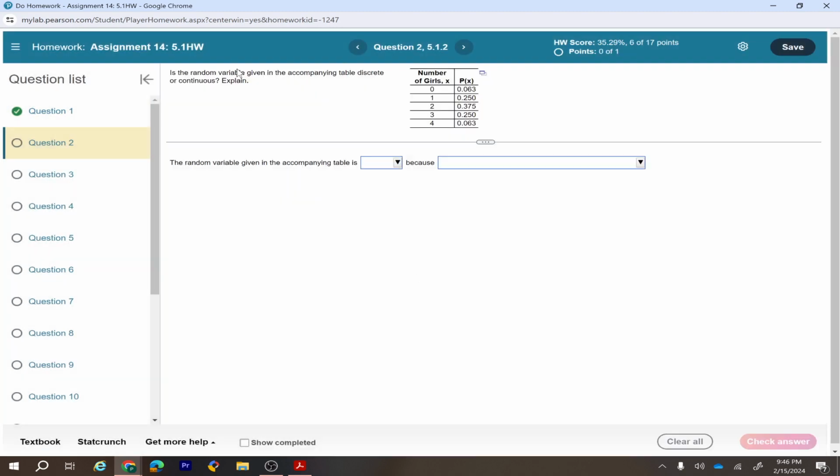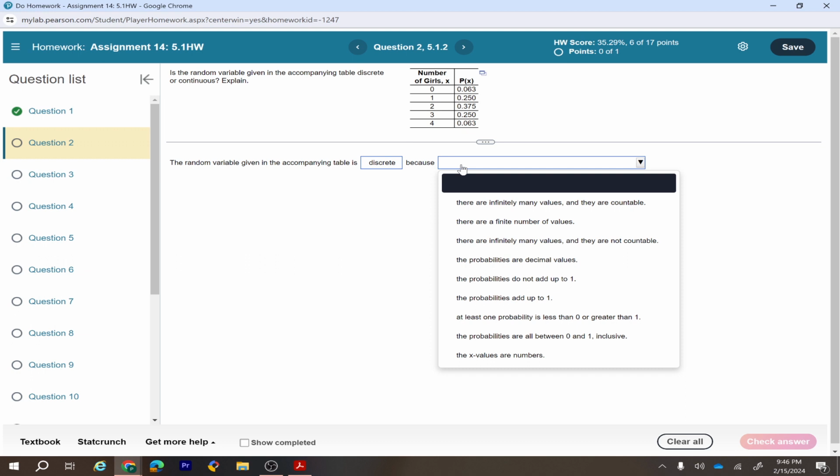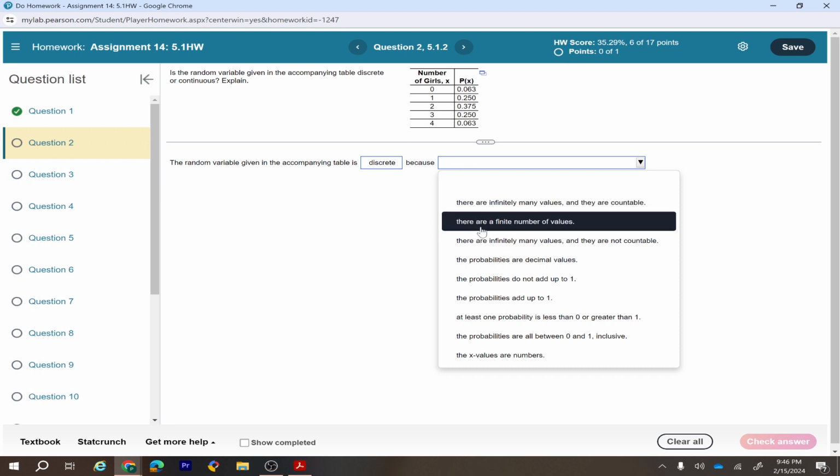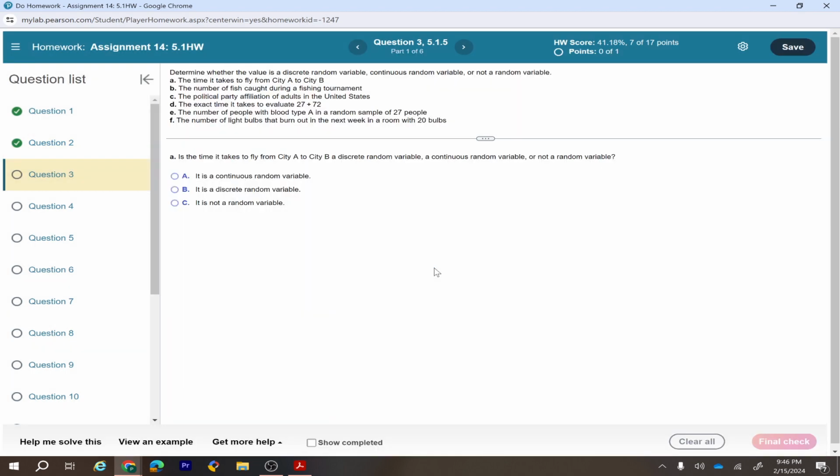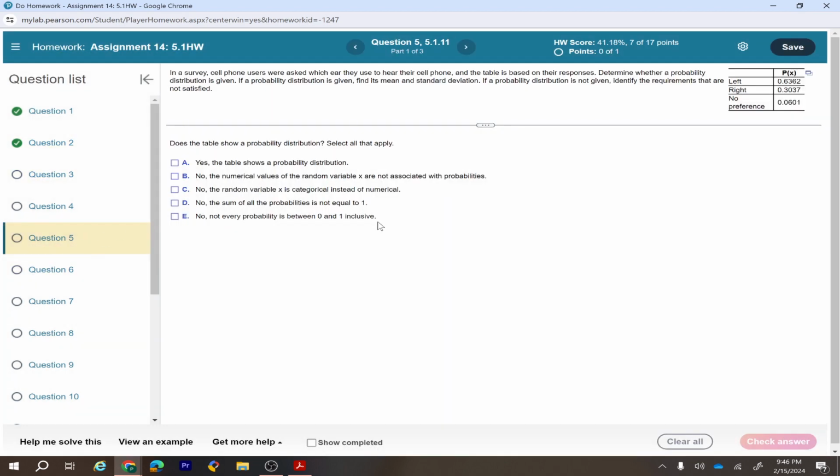Okay, is the random variable given in the accompanying table discrete or continuous? So this is the random variable and this is finite, and this is discrete, not continuous. The random variable is discrete because there are a finite number of values. Fantastic. Okay, now I jump into the next problem.